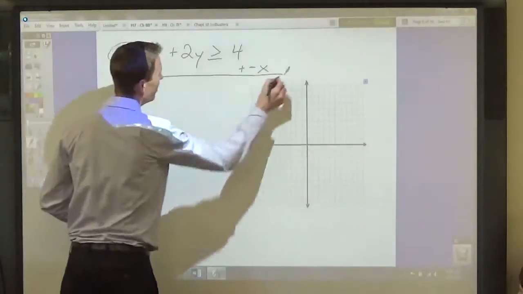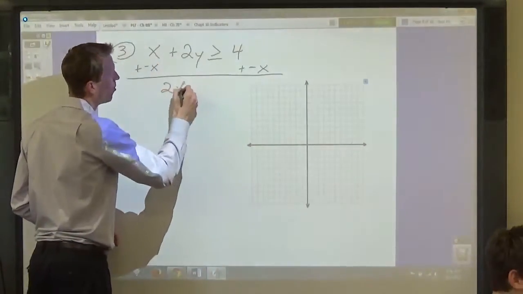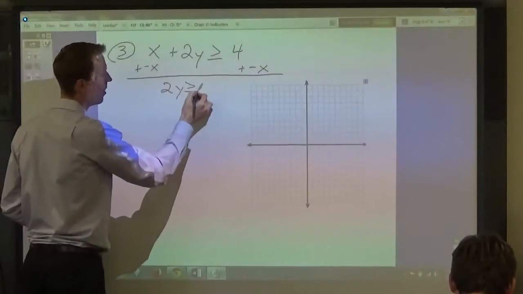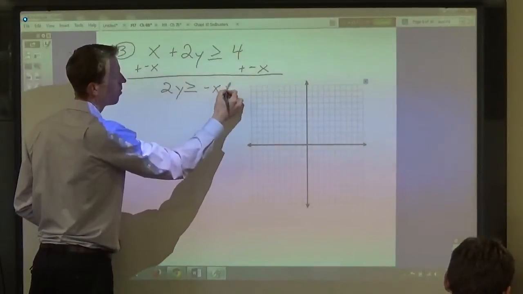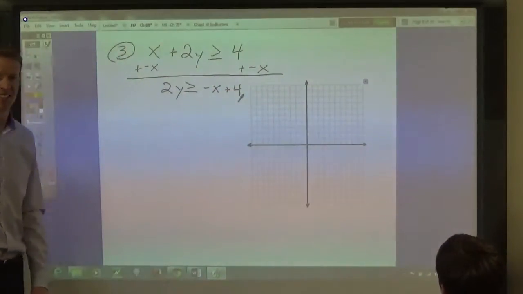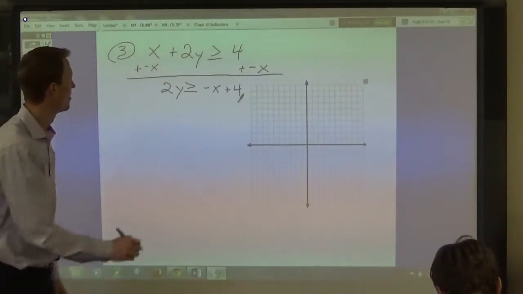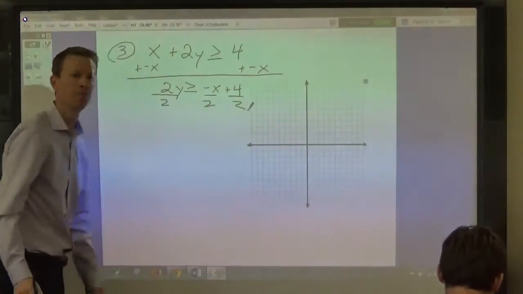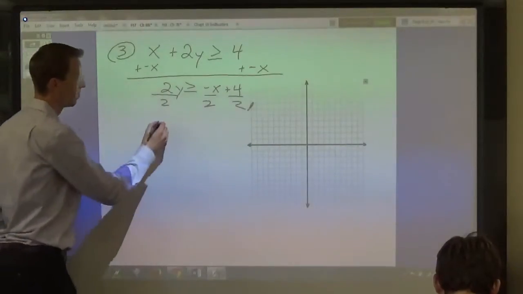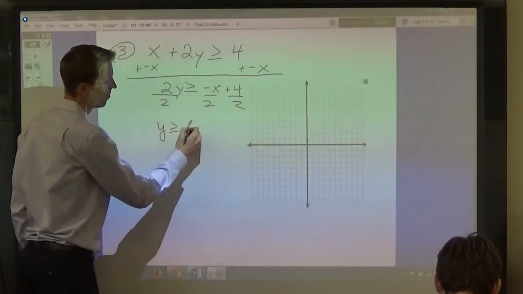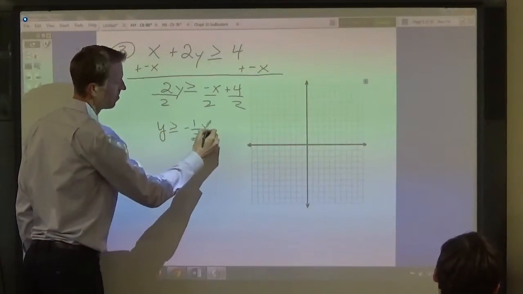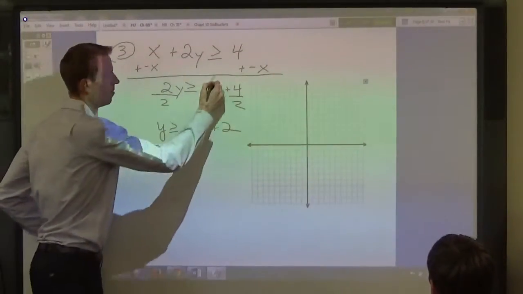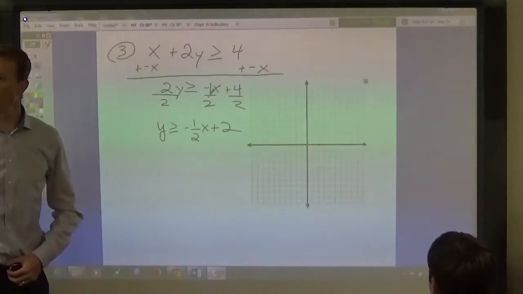2y is greater than or equal to negative x plus 4, right? Yeah. Then divide both sides, negative x and 4, by 2. So that'd be y is greater than or equal to negative x over 2 plus 2. Why did I put the 1 there? Do we need that 1?